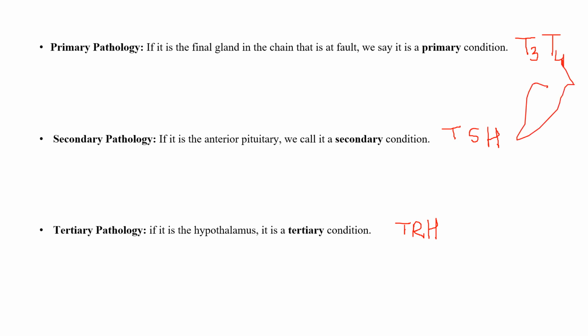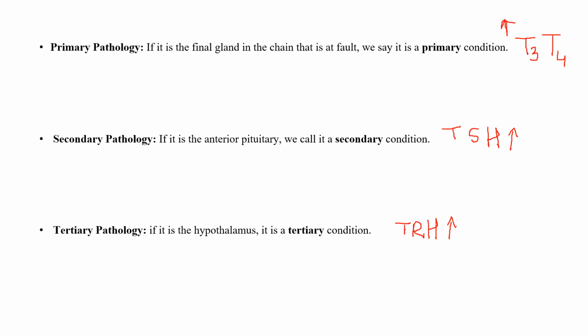So if there is too much TRH, as a result, TSH will be too much. As a result, T3, T4 will be too much. So now just remember, whenever we do thyroid profile, we always check all these three: TRH, TSH, and T3, T4. So if all three are raised, we will say that the problem is hypothalamus. We will call it tertiary pathology.